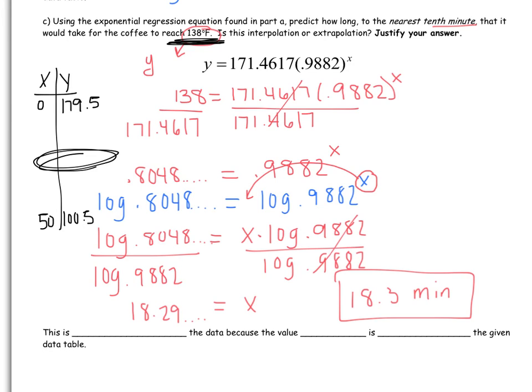So where does the data value of 138 fall? It's right smack in the middle. 138 would be somewhere around here. So we would say that this is interpolating. We are interpolating the data because the data value of y equals 138 is within the given data values, or given data table. Okay, you ready for sinusoidal regression?